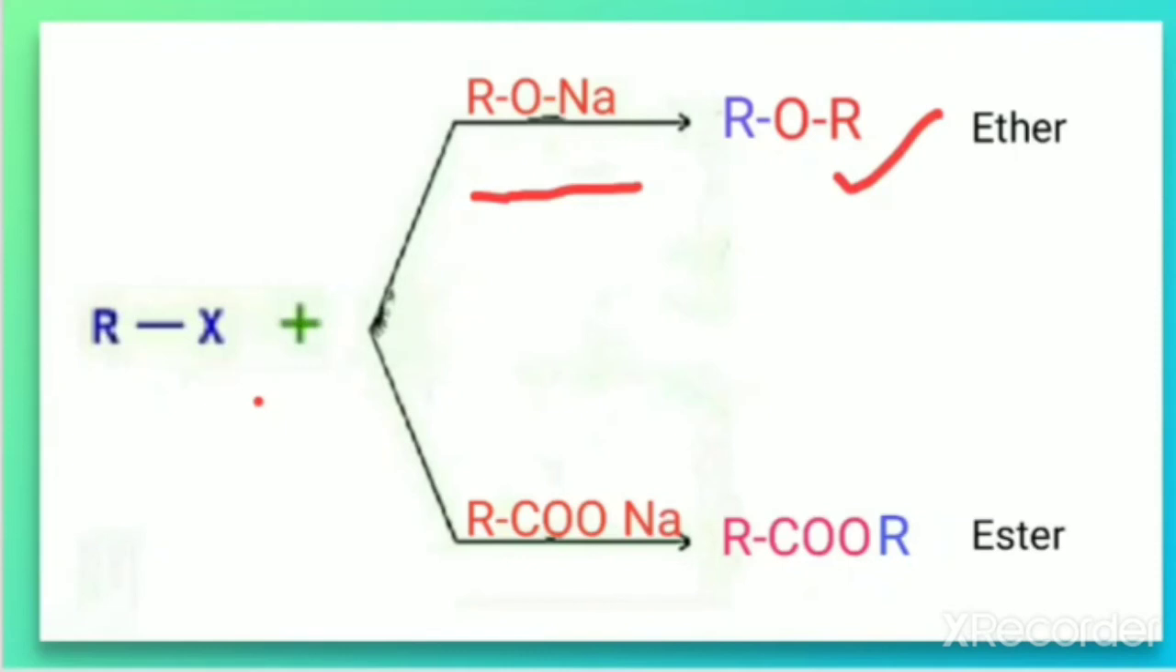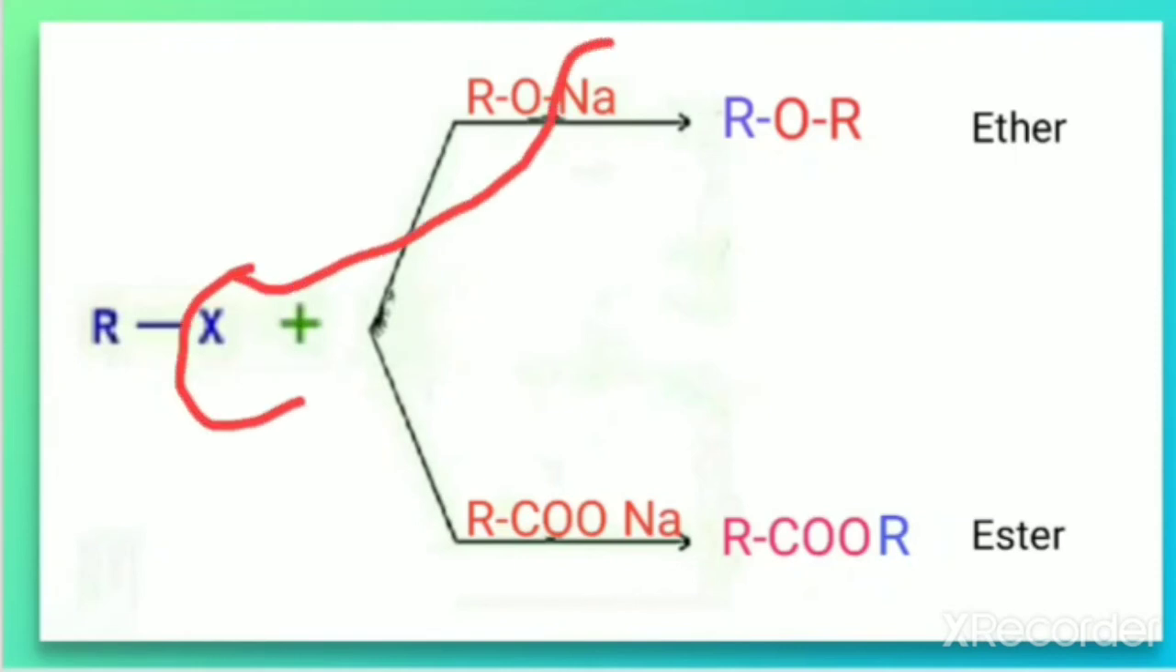So how is this reaction taking place? Here one X is there, this X and one Na are removed as a side product. So the remaining will make the main product, that is R and OR. As the bond breaks from the side, the bonding always takes place from that side. So we get ROR, that is an ether.